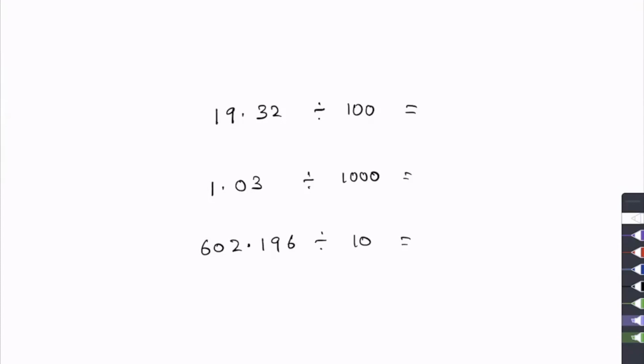Let's have a look at these. We're dividing by 100, which is 2 zeros. The decimal point moves 2 places to the left. Therefore, it's 0.1932. And the second one, we have 3 zeros.